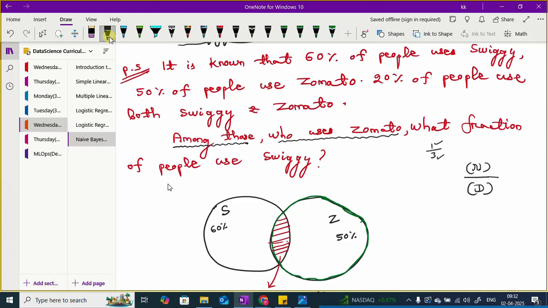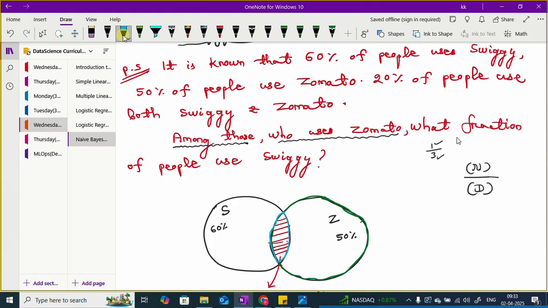What fraction of people use Swiggy? So out of this Zomato, what fraction of people use Swiggy? When I'm saying Swiggy, I am focusing on this common part, because only this part also belongs to Swiggy. Yes or no? I cannot say the rest of the part belongs to Swiggy. No, the rest of the part purely belongs to Zomato. This white color part you can see. But only this shadowed red color part belongs to Zomato, and also belongs to Swiggy. Are you getting my point?